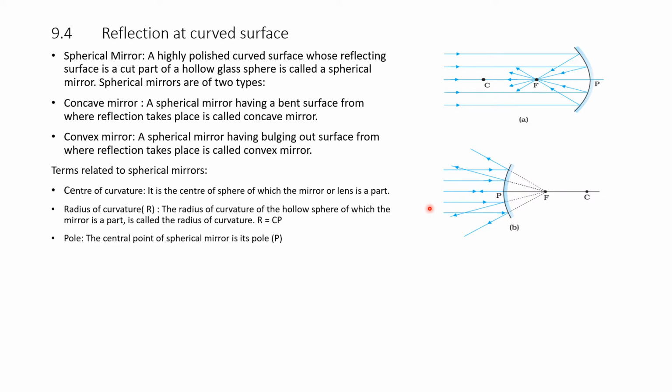Pole. The central point of a spherical mirror is its pole. See, this is a spherical mirror. Here, this central part of the curve is the pole. This is for a concave mirror, and here is the pole for a convex mirror.